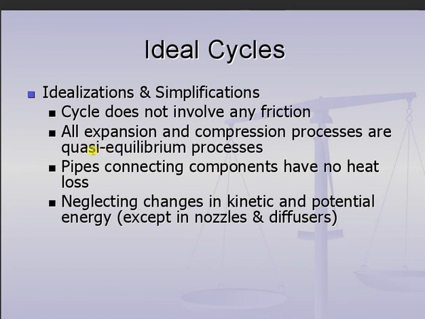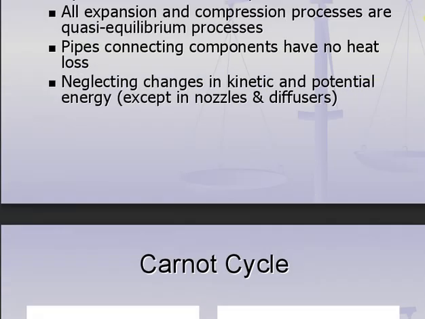Quasi-equilibrium means a reversible and very slow process. The third assumption is that the pipes connecting components have no heat loss, which is also not possible. We take many measures to decrease the heat loss, but it can't be zero. Next, neglecting changes in kinetic and potential energy: we neglect all changes in kinetic and potential energy except in nozzles and diffusers.